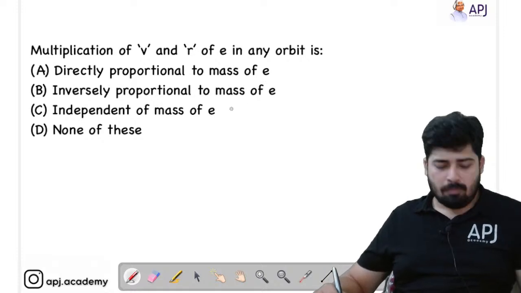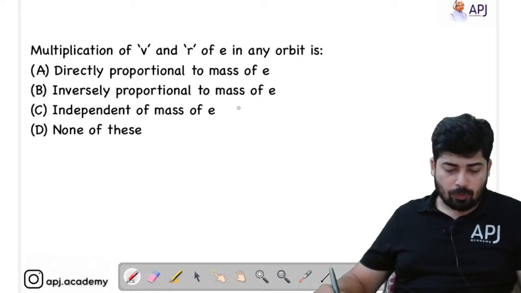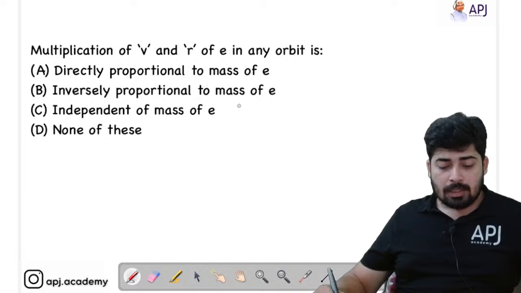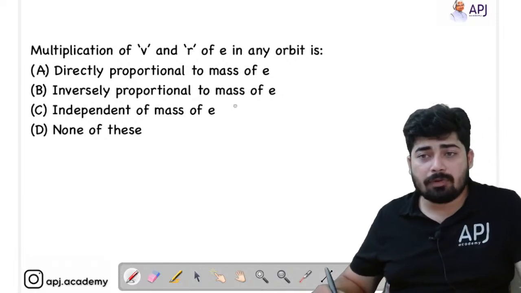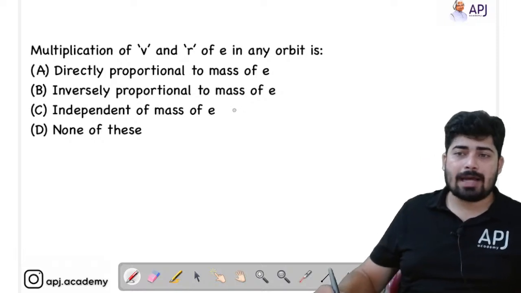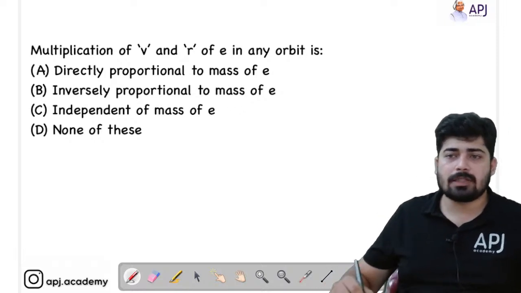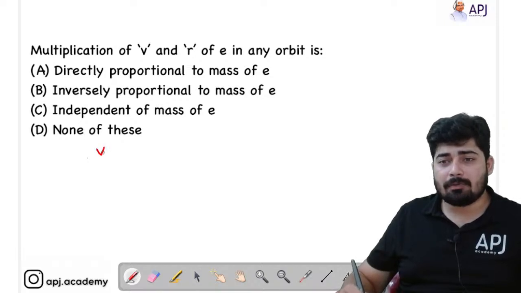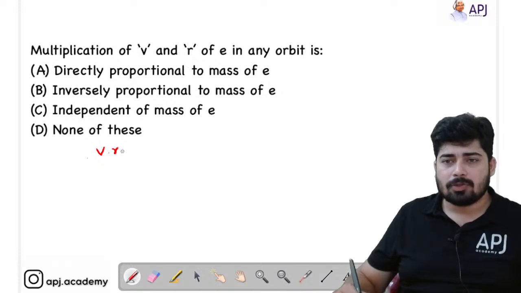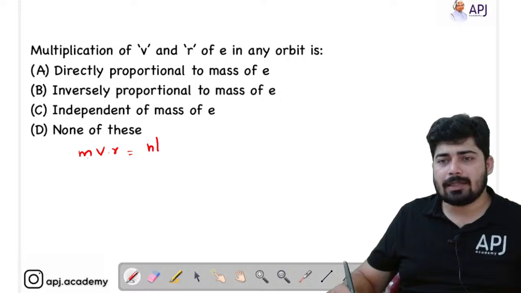Multiplication of V and R of electron in an orbit is, you have been given 4 options: directly proportional to mass of electron, inversely proportional to and so on. So let's see. We know that multiplication of V and R means there is a relation with MVR, right? So we can write it as MVR is equal to nh by 2 pi. That is the equation we have. So this whole nh by 2 pi we can consider as constant.